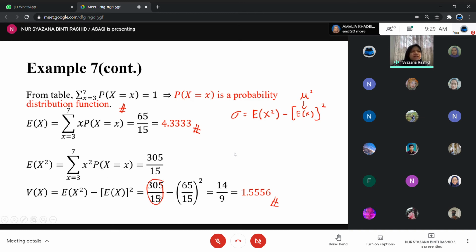Okay, so now you have the answer. Take from the table 305/15 minus mu squared. So this is the answer. Okay, so far, any questions for example 7?